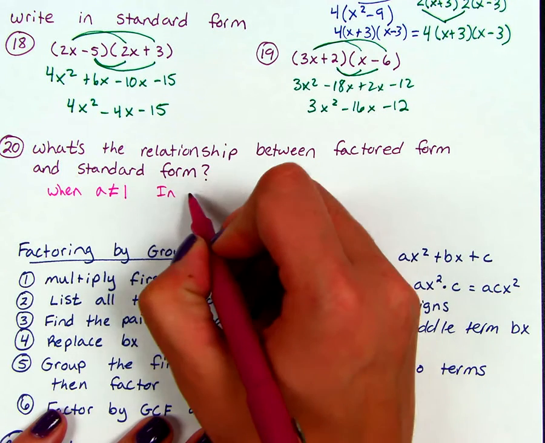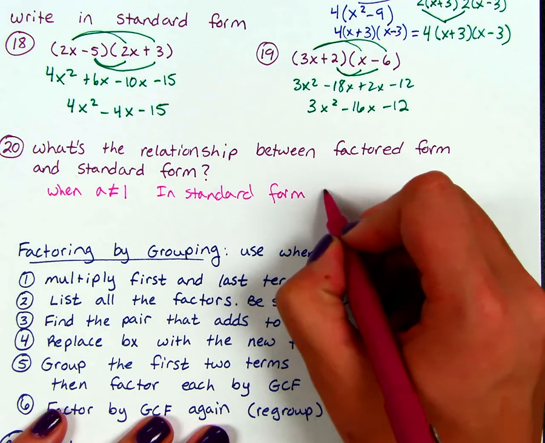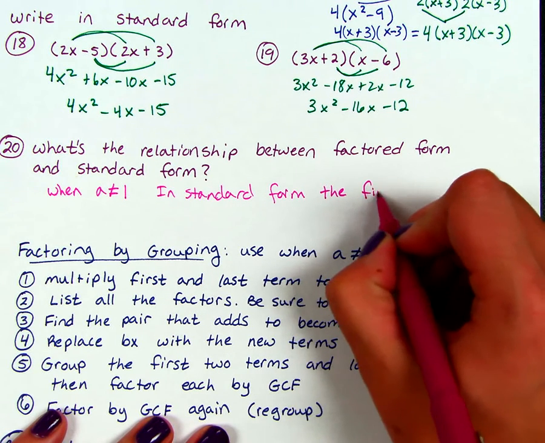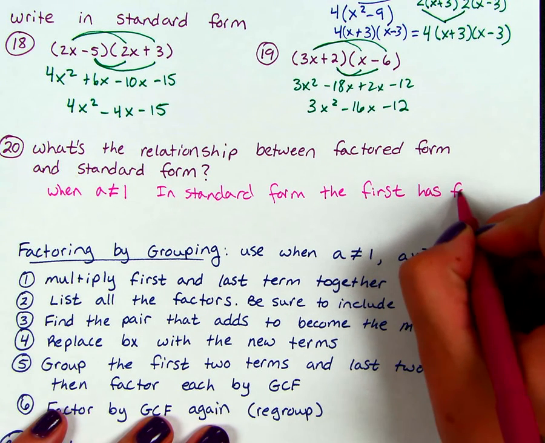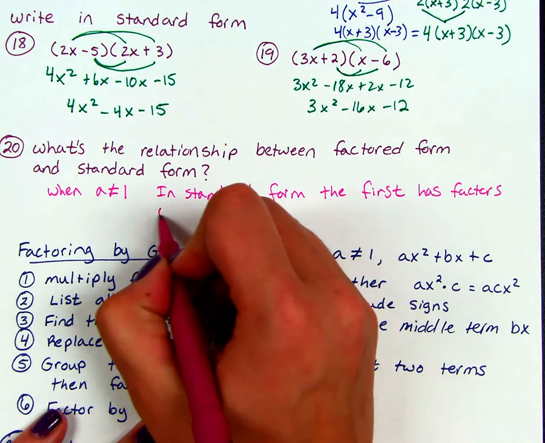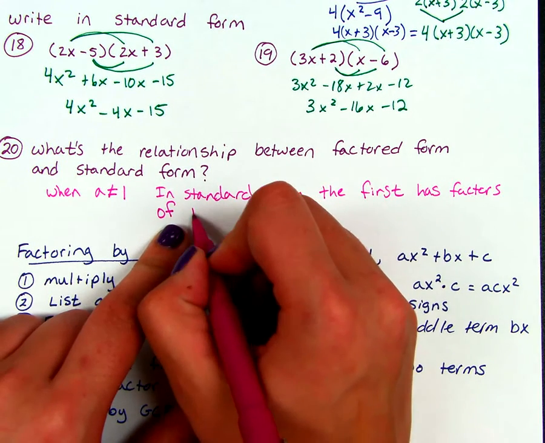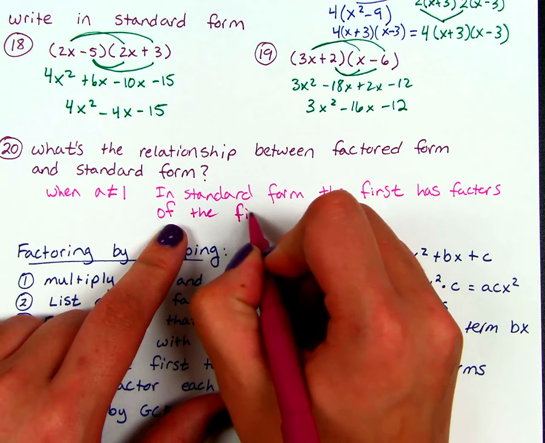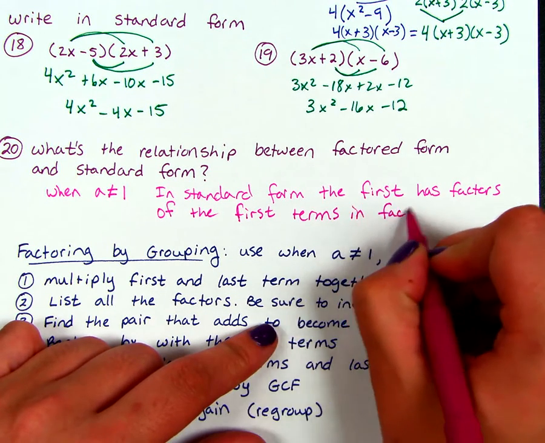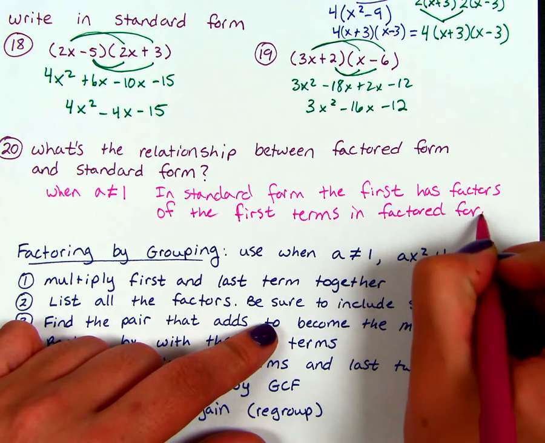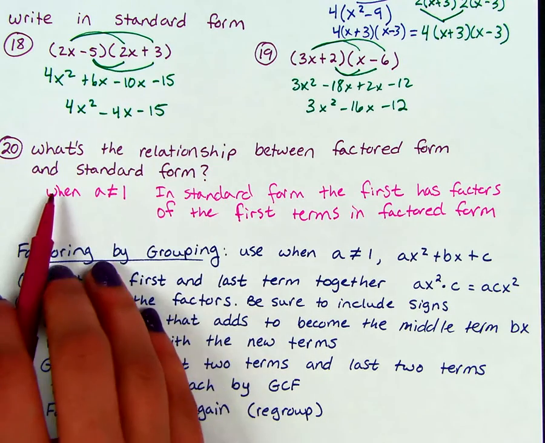So let's start with that. So in standard form, the first term has factors of the first terms in factored form. Okay. So we're still looking for 2 numbers that multiply to be the first term.